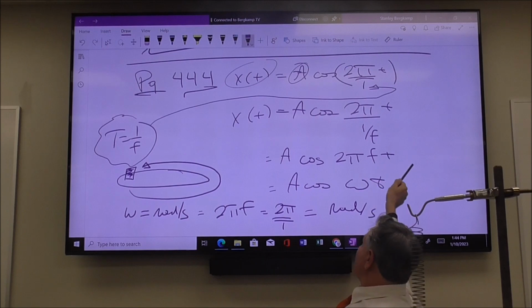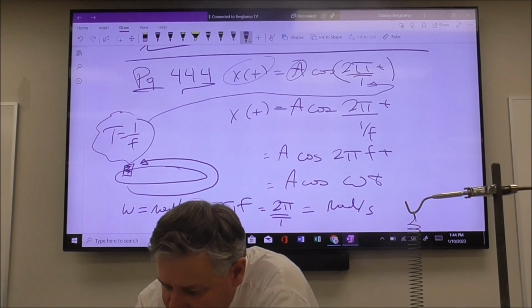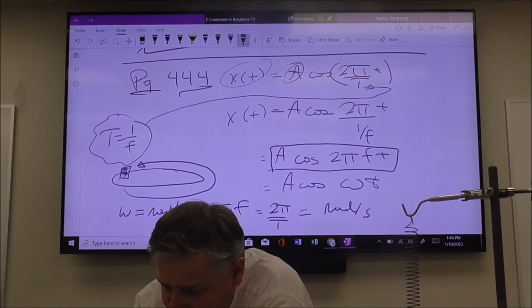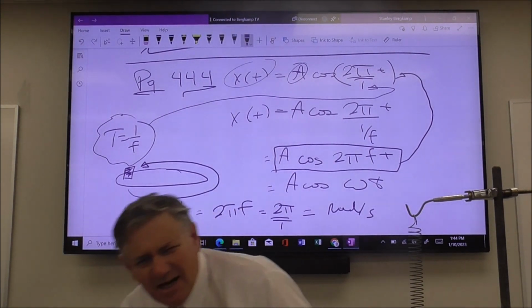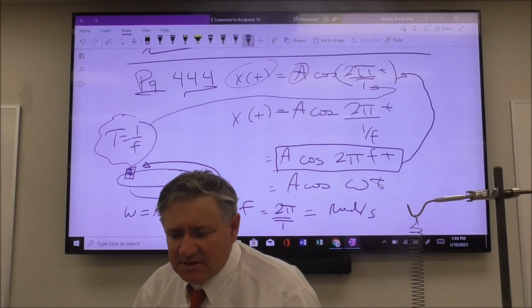The frequency flips up. You get this. So this equation here is the exact same as that equation there. You're like, really? Yeah, it's the exact same thing. Because look what happens with units.